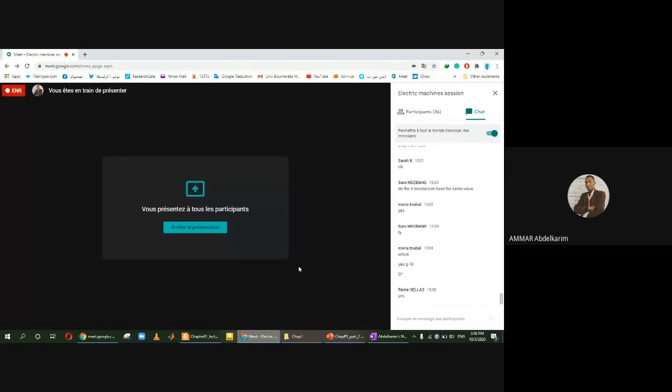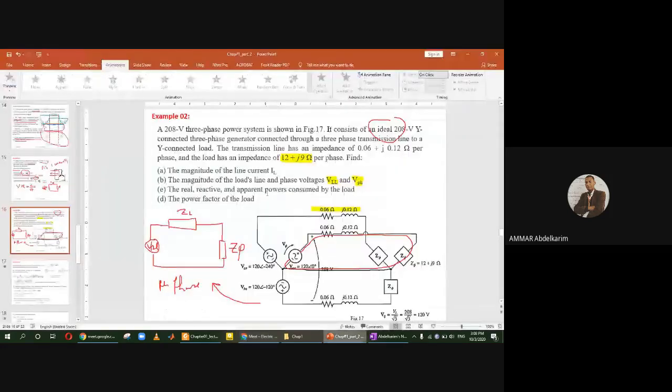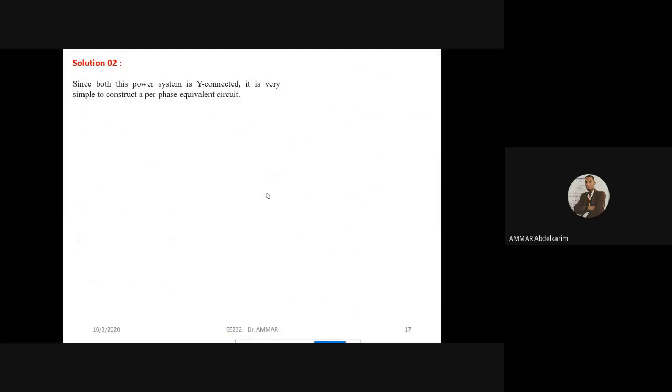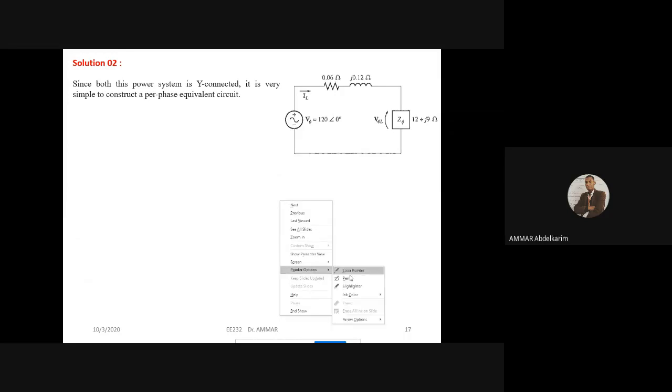So we are going to see this example, and next time we see problems. I think this one is good. This method is a good method to apply. Since the power system is Y connected, it's very simple to construct the per phase circuit. So this is the per phase circuit, taking a single phase, a transmission line, and load.